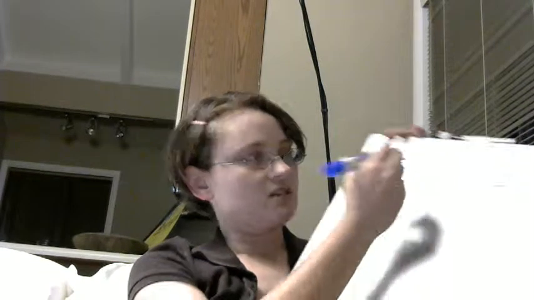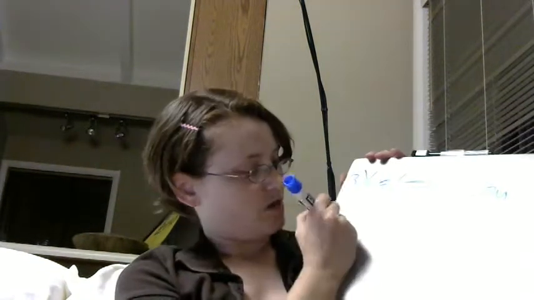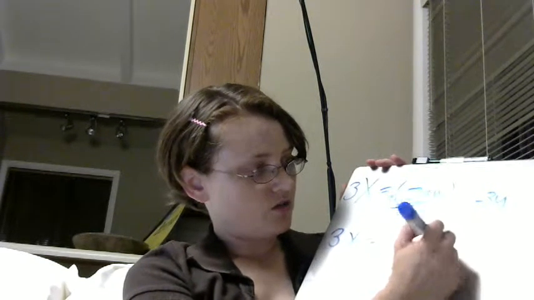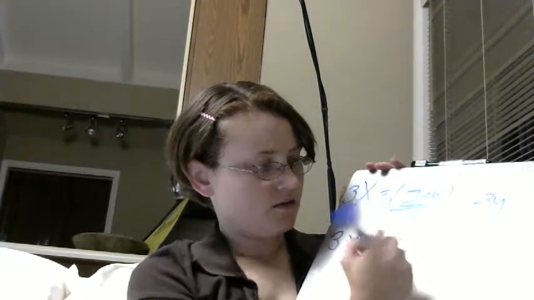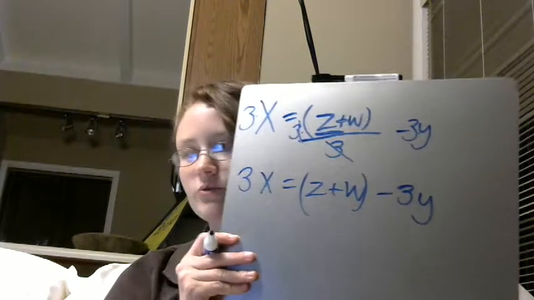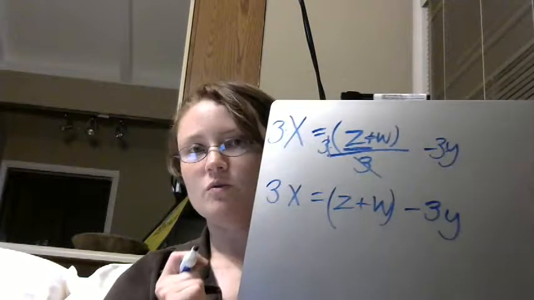And what does it simplify to? Now, these two 3's will cancel each other. So we end up with 3x equals z plus w minus 3y. All right, see that? We just multiplied by 3 every single term just to get rid of our big denominator. So that's number 1, step 1.